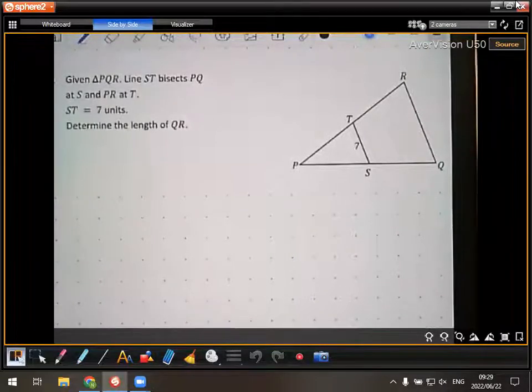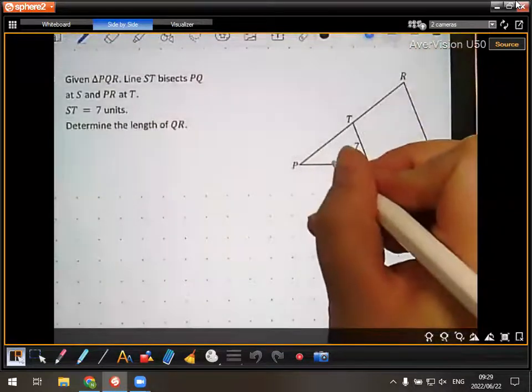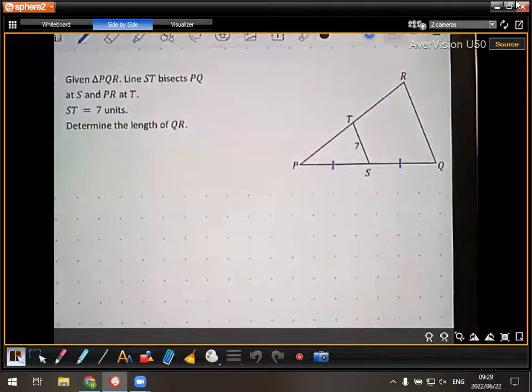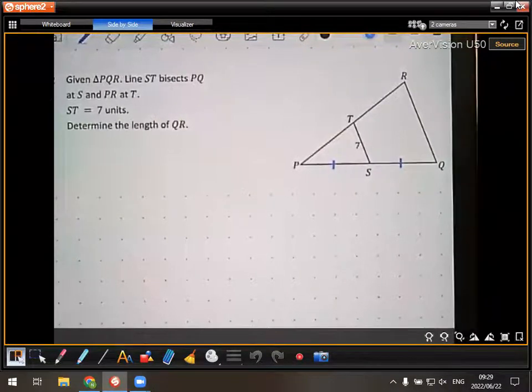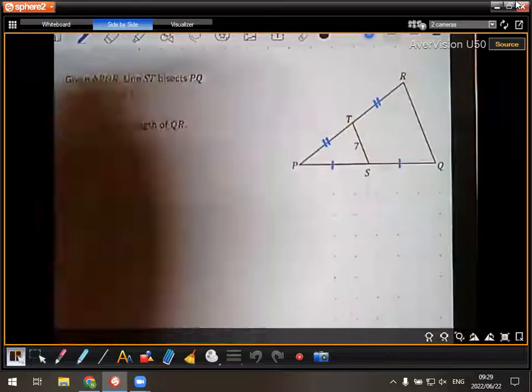All right, guys, they have given us a triangle again. They're saying that line ST, which is that middle line there, bisects PQ at S. What does that mean? That means that S is the midpoint of PQ. Remember that bisect means cutting in half. And then we're saying that line ST bisects PR at T. So T is also the midpoint of that side.